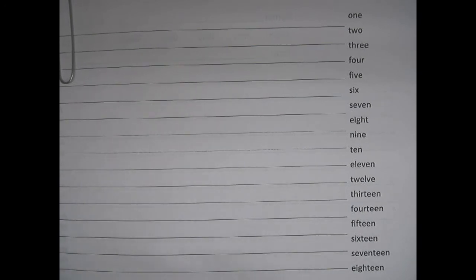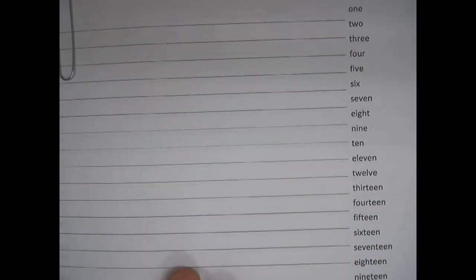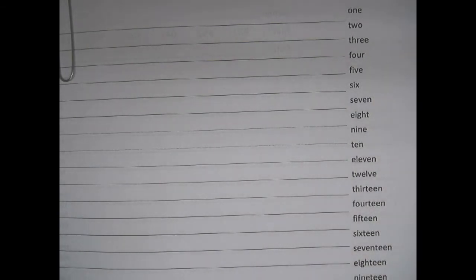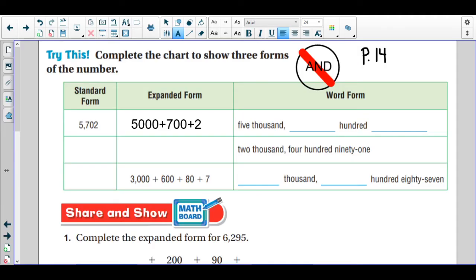But use these words here representing numbers to help you spell things correctly. Because, as I've said before, and I'm not afraid to admit, spelling is difficult for me sometimes. So right here, 5,702. Okay.